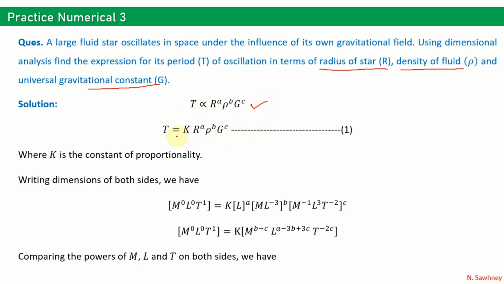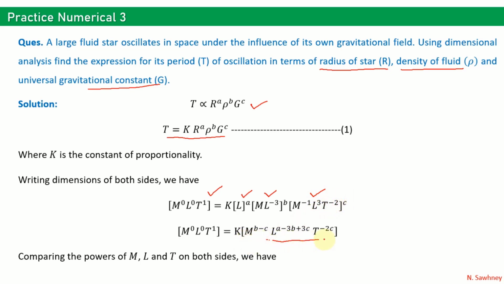Removing the proportionality sign, there will be a constant k. Let us mark it as equation number 1. Now again writing the dimensions on both the sides. This is time T, so it will be written as T raised to the power 1. On the right hand side, radius is length, density is mass upon volume, and universal gravitational constant is M raised to the power minus 1, L cube and T raised to the power minus 2.